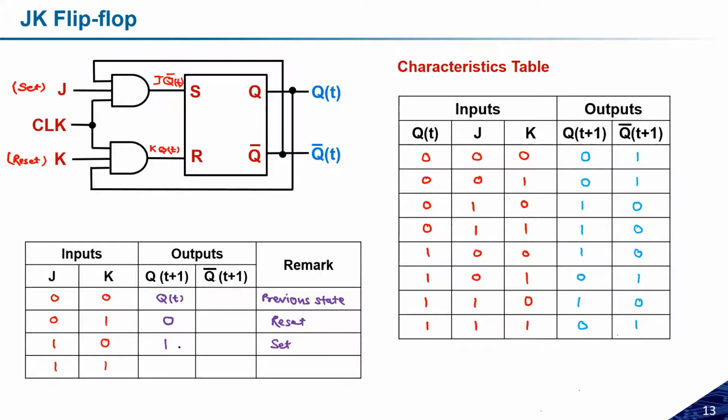If we talk about the 1 and 1 case, the state before that will be complemented, so it becomes Qt bar. This is not the forbidden state or the indeterminate state. This is how we can call it the toggle state. And Qt plus 1 will be the complement, the opposite. This is how we can make the table.